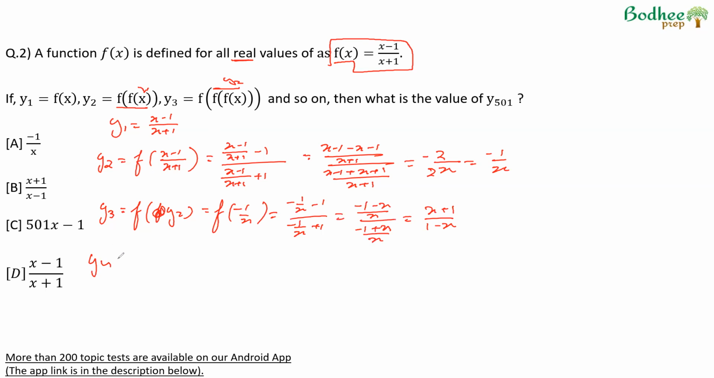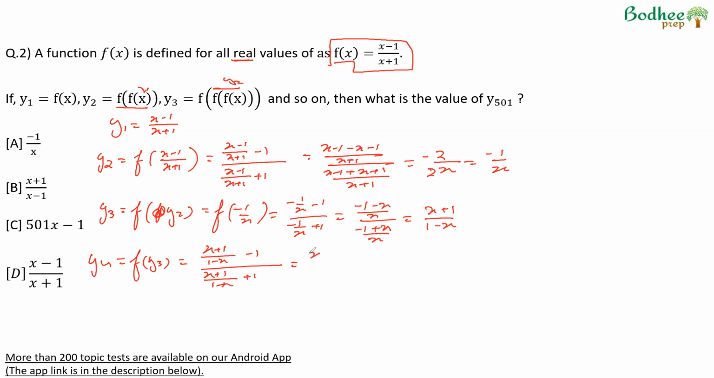Y4: again, we are trying to reach a situation where a term repeats, because from there on we'll get the same term again and again, or the same cycle again and again. This is f of y3. Replace y3 for x. Y3 is this. So x plus 1 upon 1 minus x minus 1 upon x plus 1 upon 1 minus x plus 1.